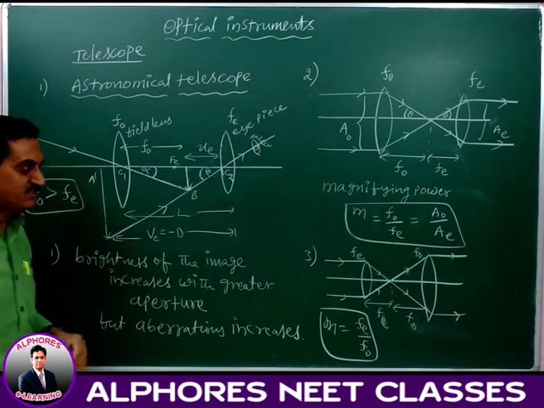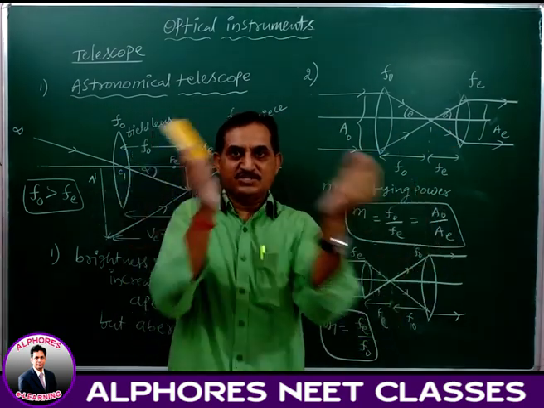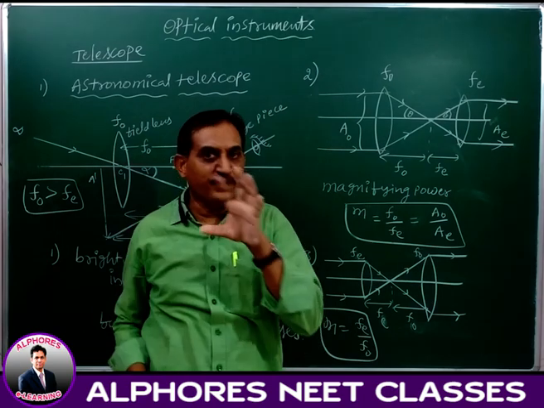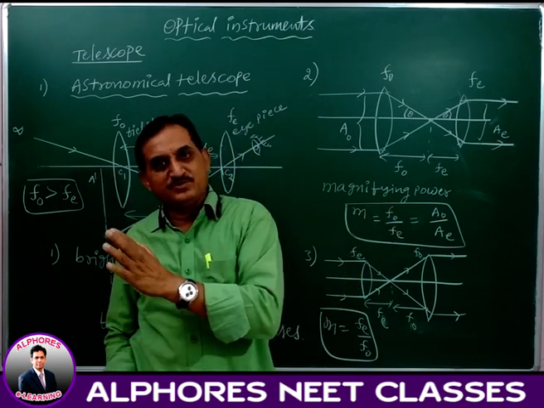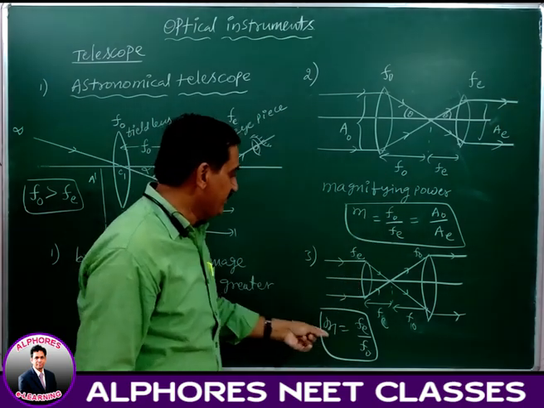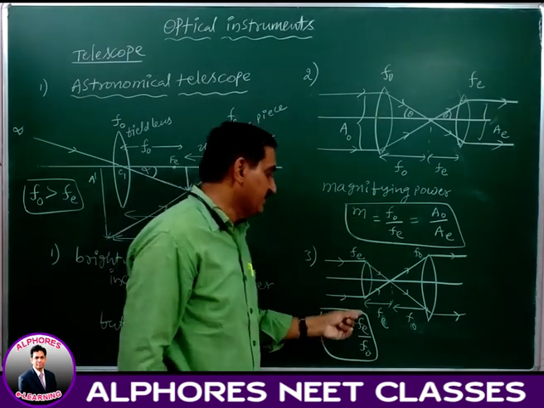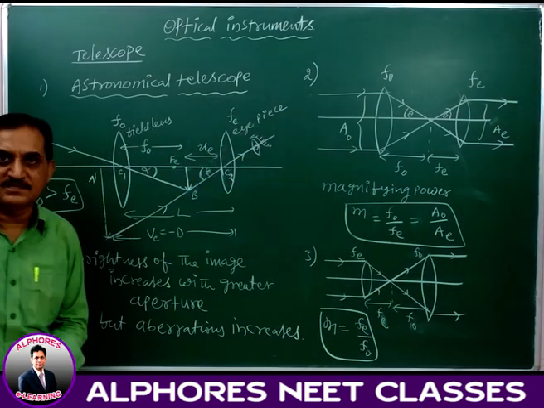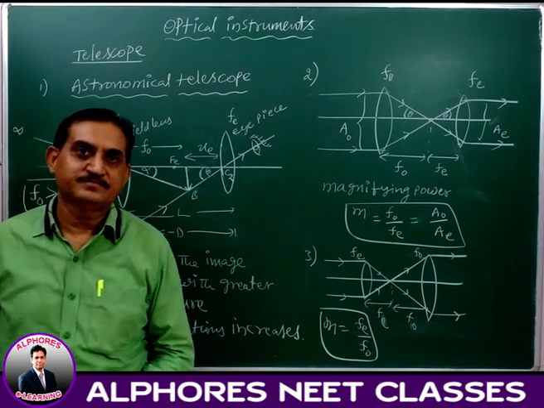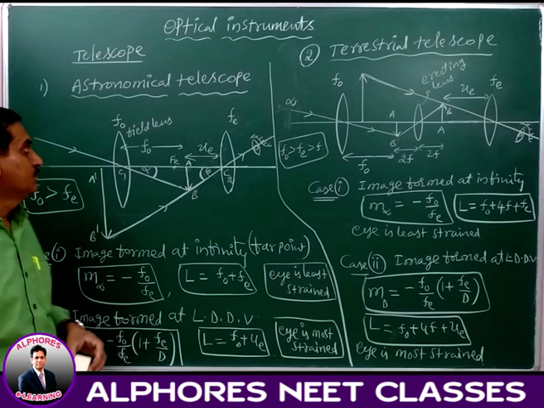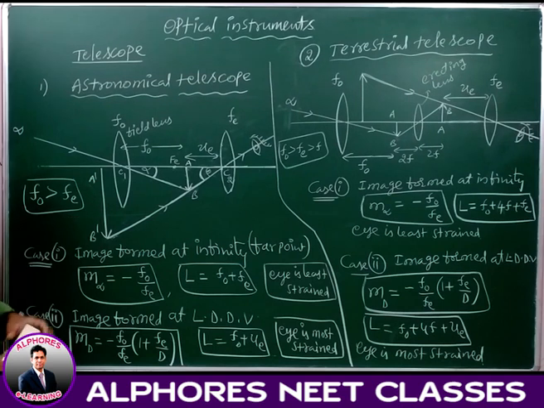And go for the third case. Suppose these two lenses are just interchanged. The field lens, that is the objective lens, is taken as the eye lens, and the eyepiece is taken as the objective lens. Then what happens? The magnifying power will reverse. That is, instead of f0 by fe, we consider fe by f0. These are the important points related to the astronomical telescope. Now, in the case of an astronomical telescope, the final image formed is inverted.